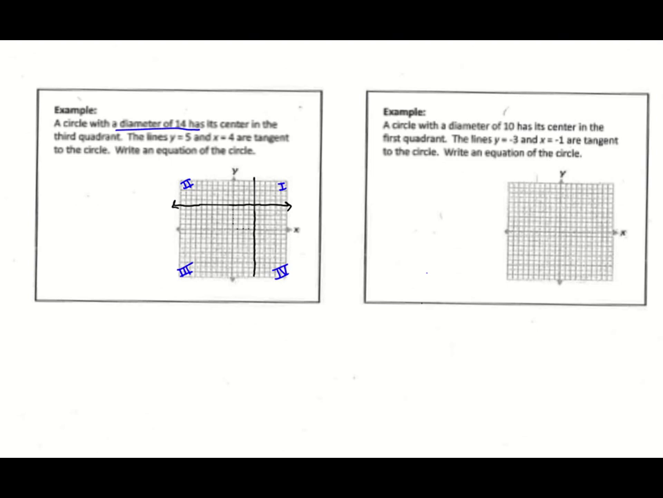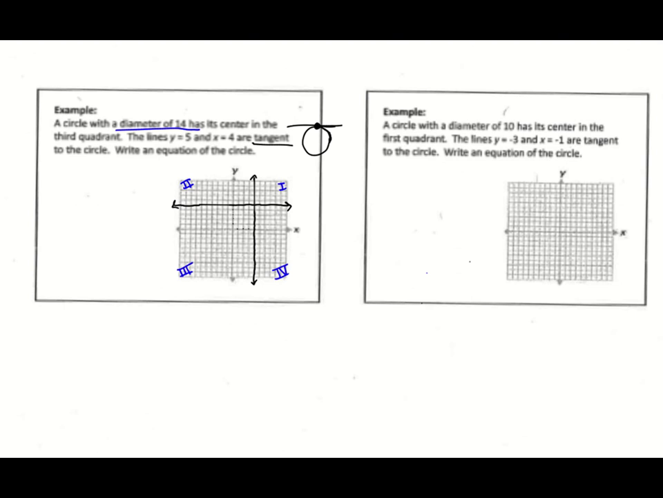These two lines are tangent to my circle. Remember, tangent means it touches my circle at one point only. So it's going to look like, this is my point. It's going to look like this on my circle. That is what tangent means. And then it says to write my equation of the circle.